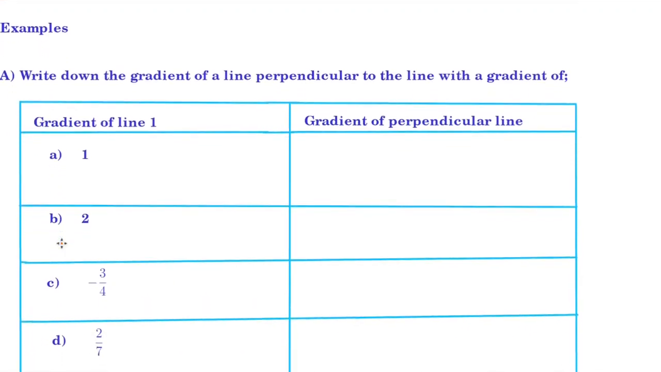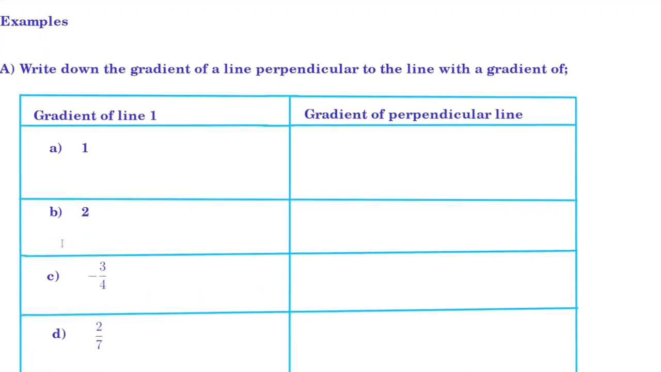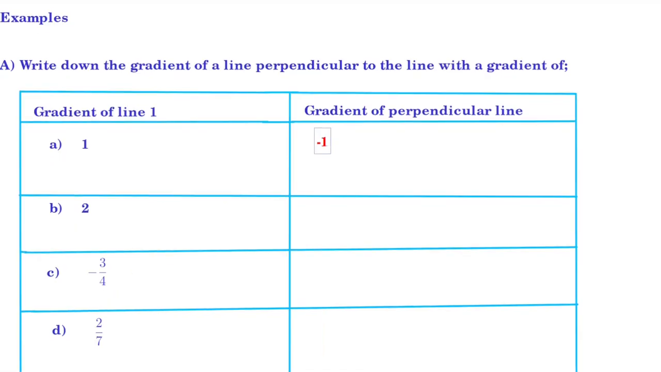Write down the gradient of a line perpendicular to the line with the gradient of 1. In other words, what number can be multiplied by 1 to get negative 1? The answer is negative 1.